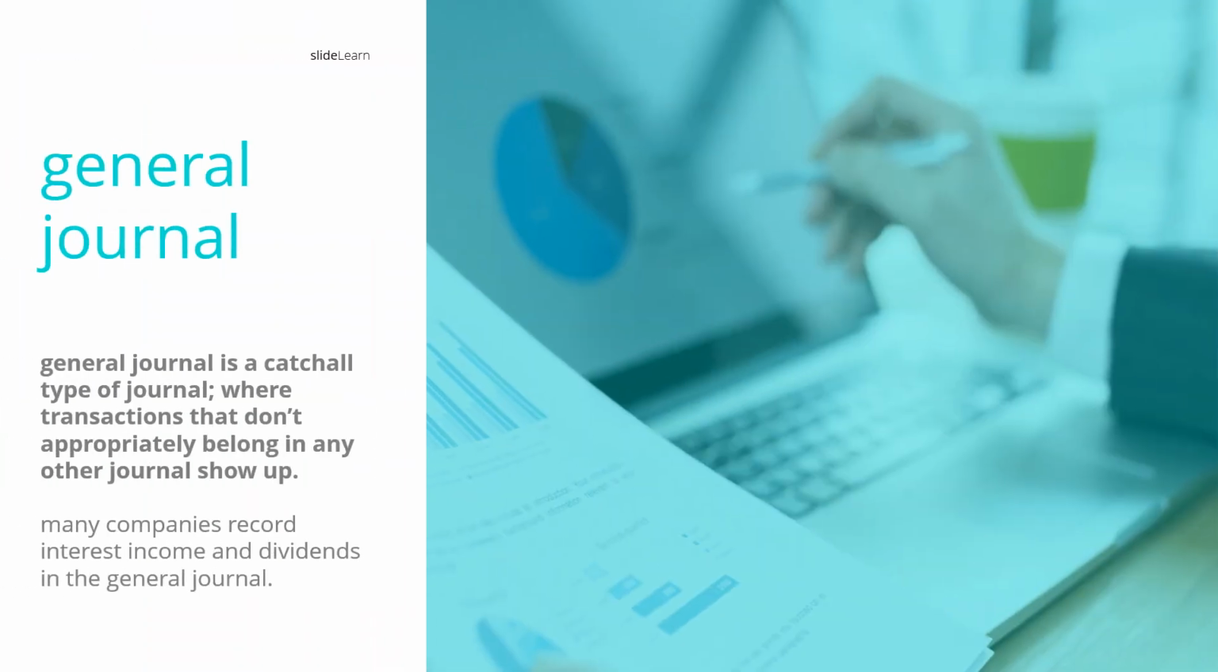The general journal is a catch-all type of journal where transactions that don't appropriately belong in any other journal show up. Many companies record interest income and dividends in the general journal. This journal is also used for adjusting and closing journal entries. Number 1. Adjusting journal entries. One key reason you would adjust journal entries is to make sure the accounting books are recording using the accrual method. Number 2. Closing journal entries.